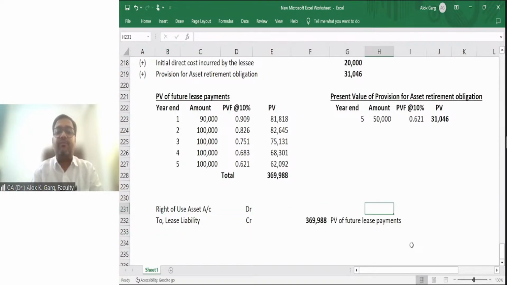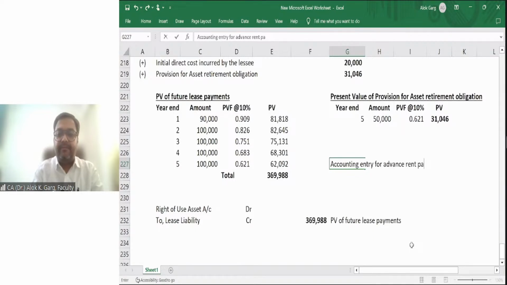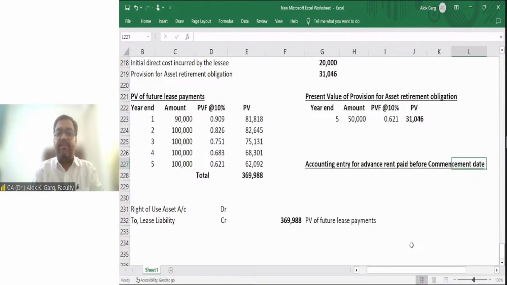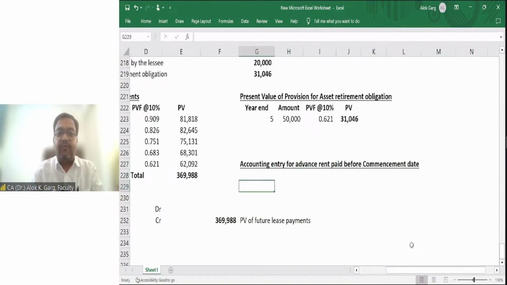When I paid 10,000 rupees, what accounting entry had I passed for advance rent paid before the commencement date? Being a lessee, I must have debited the lessor, because I didn't get the premises yet. Lessor account debit to bank account, right?